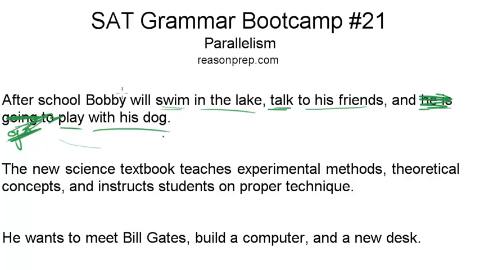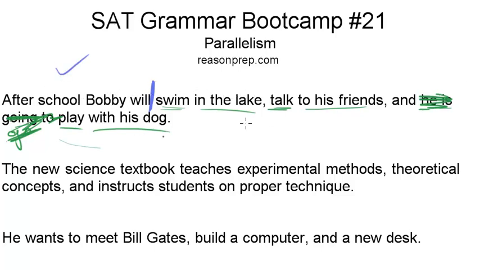One other way to check out parallelism is to cut the sentence off at where the lists begin. So here, right? After school, Bobby will blah. And then what you do is you take each piece and you match it to the beginning and see if it sounds right. So, looking at the original sentence, after school, Bobby will swim in the lake. No problem. After school, Bobby will talk to his friends. No problem. After school, Bobby will, he is going to play with his dog. No, right? That's a problem. But the new sentence works fine. After school, Bobby will play with his dog. Check. So that's parallel structure in a nutshell.